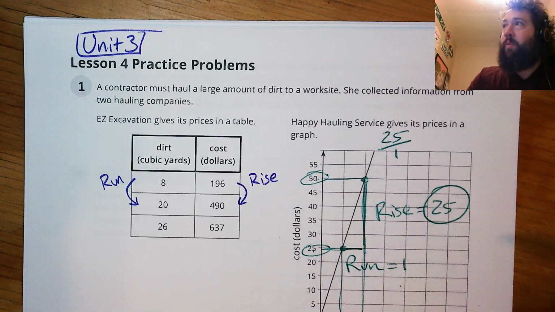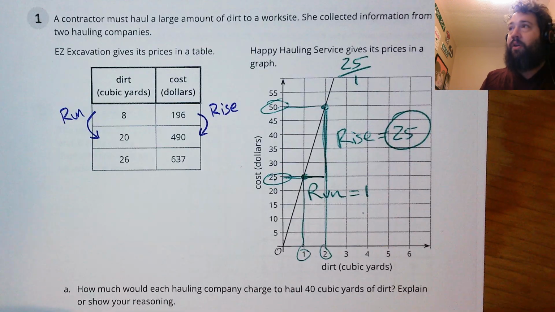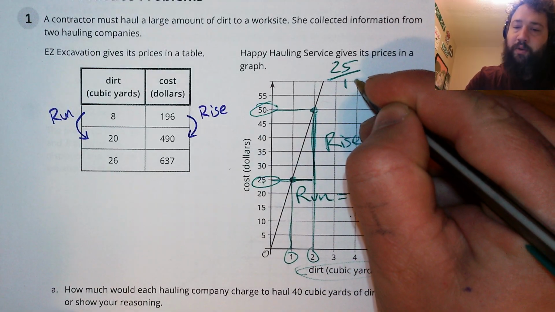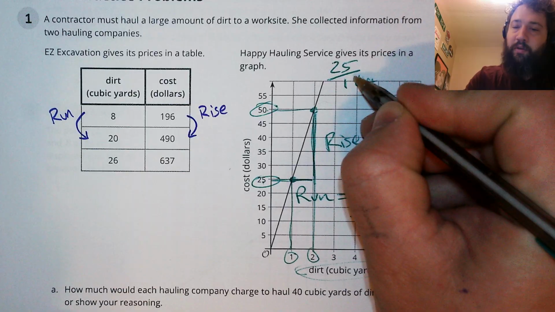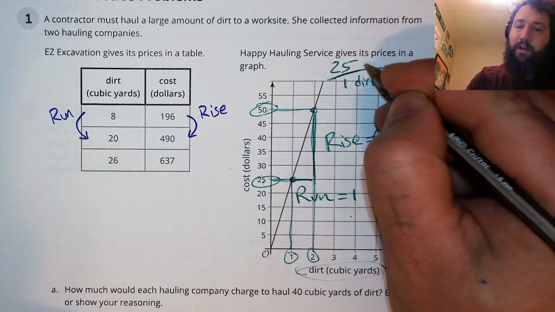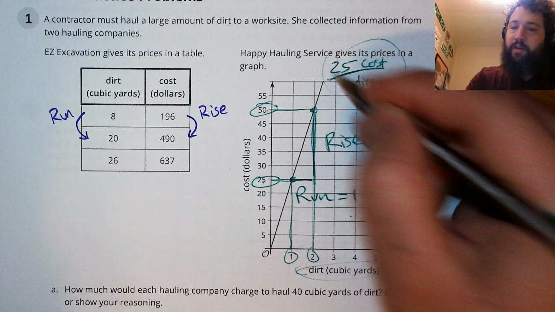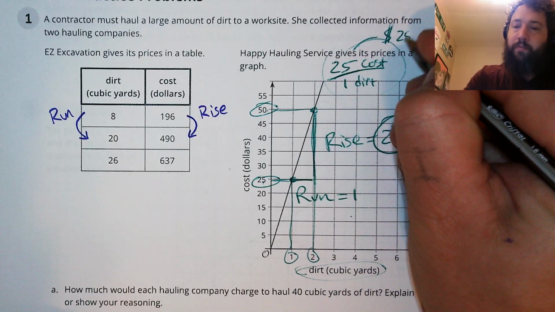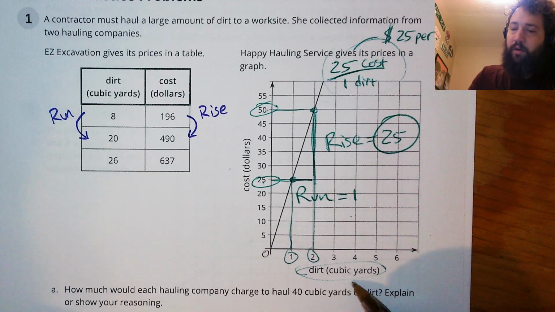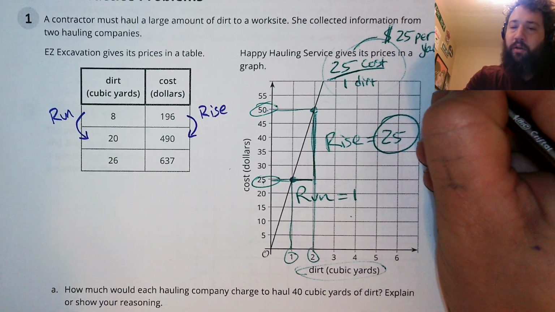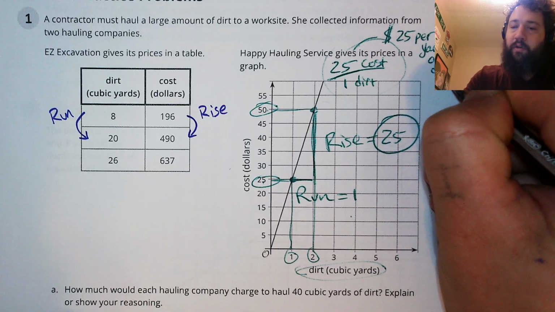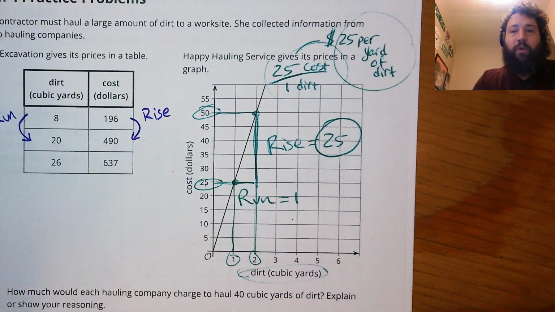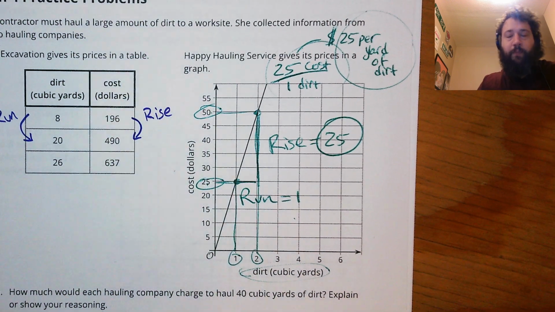And it's nice to think about units. So if I actually look at my graph here, dirt is on the bottom. So this is dirt. And on the top, it's cost. Okay, so basically I could rewrite this as 25 bucks per yard of dirt. So that's what I know about this company right here, 25 per yard of dirt. Sorry, my camera was in the way.